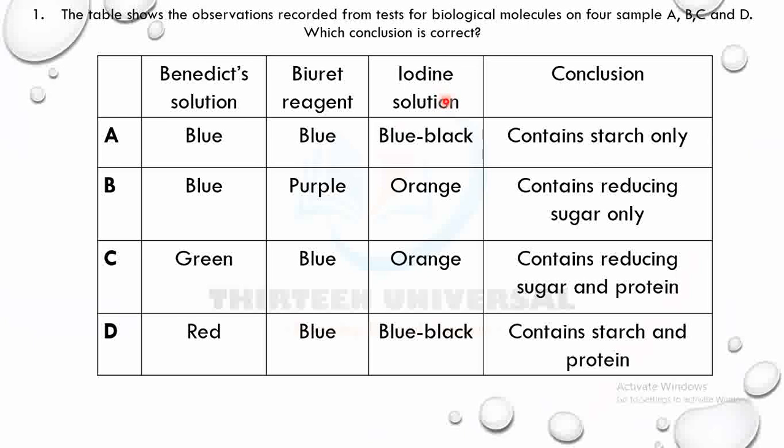Now iodine solution changes to blue-black. That means starch is present. So this doesn't contain reducing sugar, doesn't contain protein, it contains only starch. So this A is correct.